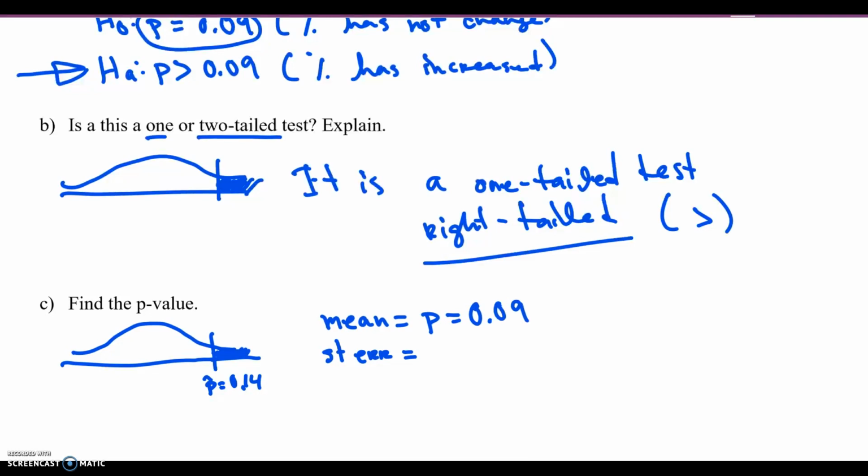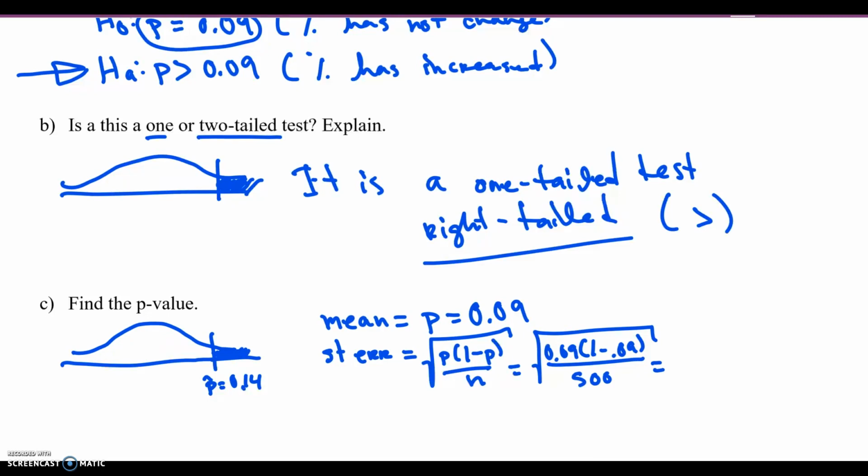Okay, and what is going to be my standard error? If we remember, the formula is the square root of p times 1 minus p, divided by n. So we're going to do the square root of 0.09 times 1 minus 0.09, divided by n, and n was 500. Now we're going to put this into our calculator: 0.09 times 1 minus 0.09, divided by 500. Let's round this to about 3 decimal places. I'll get 0.013. Okay, so that's my standard error.